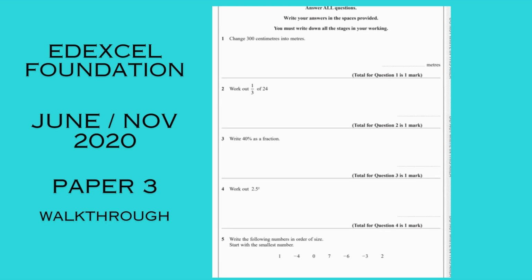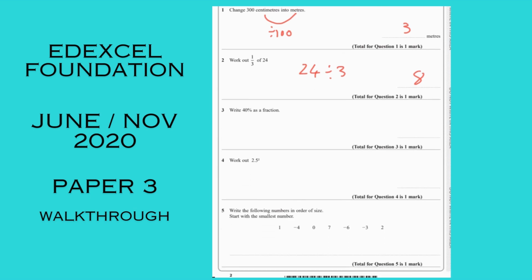So on the first one, how do we convert centimetres into metres? That is dividing by 100. So 3. Second one, 24. Either do it mentally or on a calculator. As long as you get 8, it's all good.